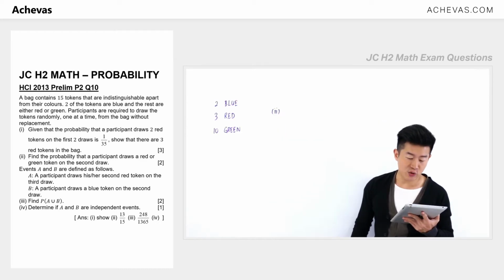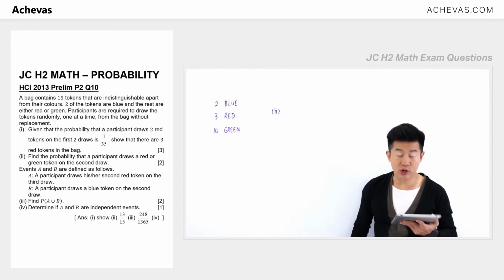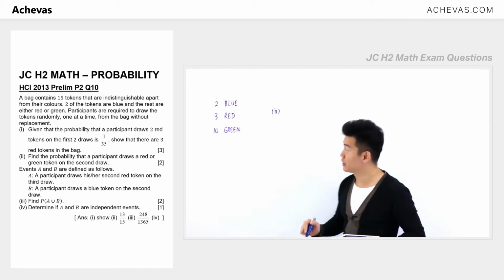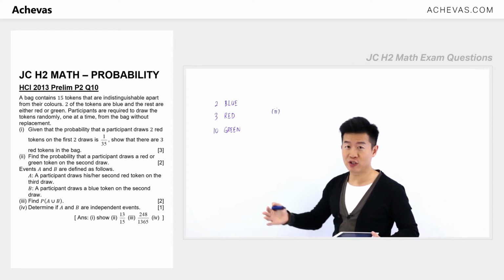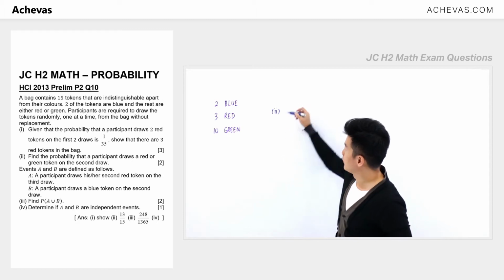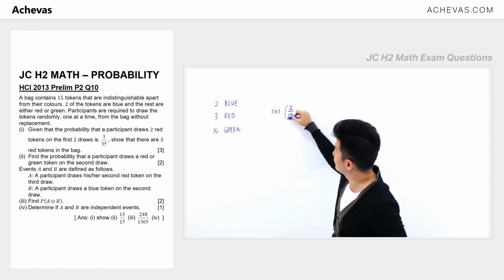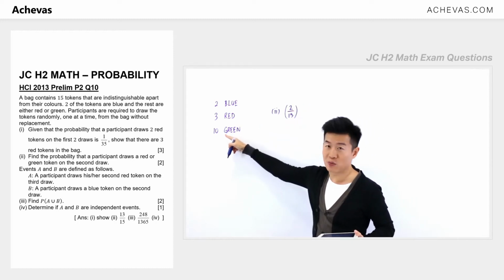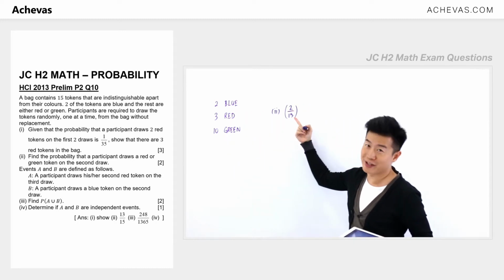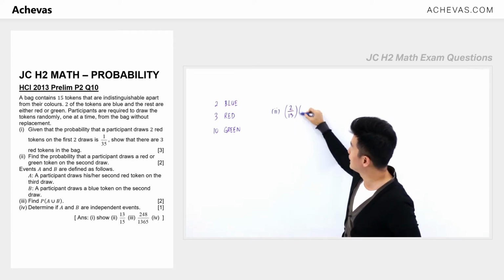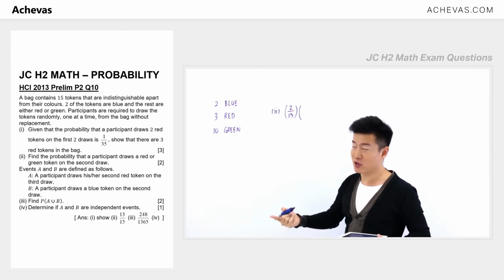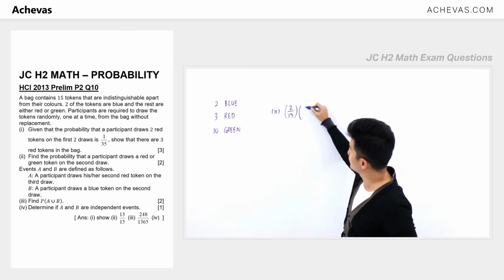For the second draw to be either a red or a green token, there can be two scenarios. The first scenario is when the first draw is not a red or green. That means the probability is going to be 2 over 15, because there are only 13 red or green, so not a red or green is going to be 2. Then the second draw is a red or green. There are 13 of them, so it is going to be 13 over 14.